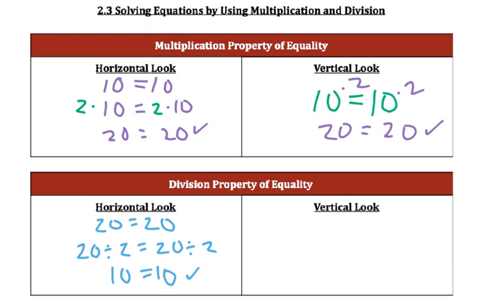So for the vertical look, take 20, set it equal to 20, but this time we're going to represent division as a fraction. So here's divided by 2, here is divided by 2. And as long as I divide everything on the left by the same number as the right, we'll get the same answers in both. So let's look at these problems in action.